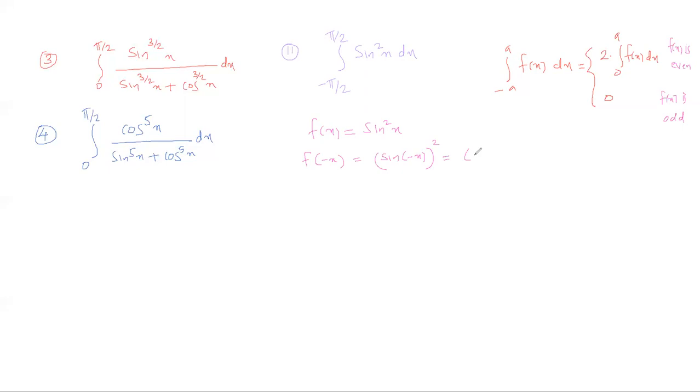Sin minus x is minus sin x. Its square, square of minus is plus. Then sin x is sin square x. Square of sin x, sin square x. So this is same as f of x. That implies sin square x is an even function. So therefore, this you can write, this is 2 into integral 0 to pi by 2 sine square x dx.